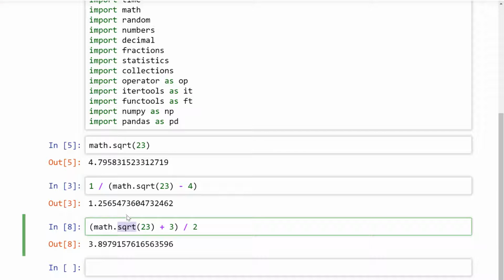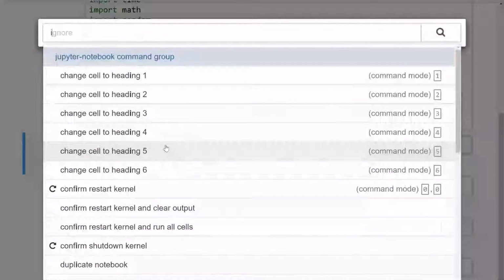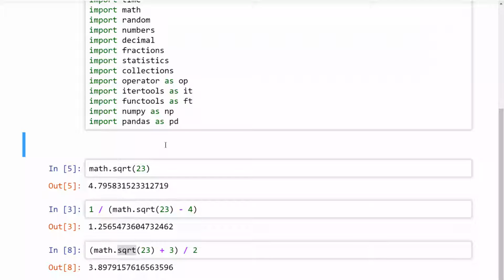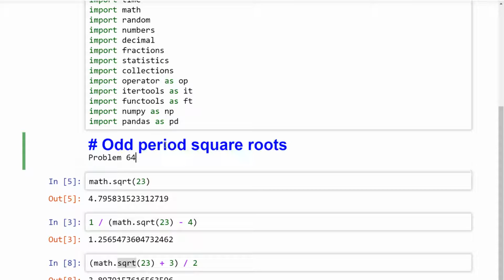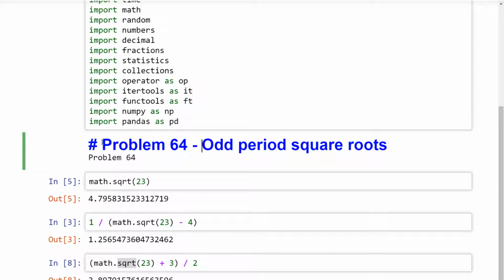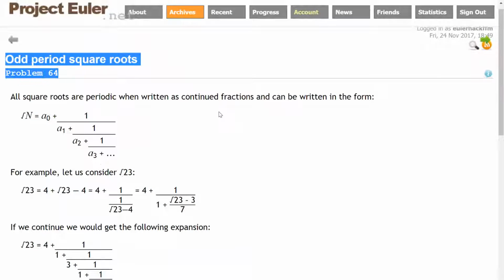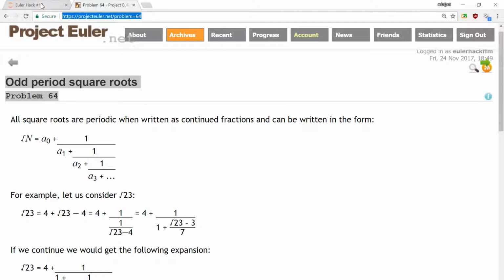So I'm not going to write down the problem. I'm just going to insert a cell above, markdown, and people can click.